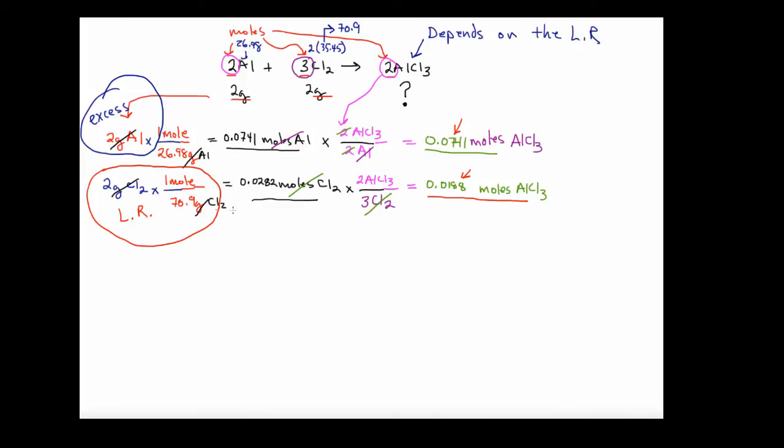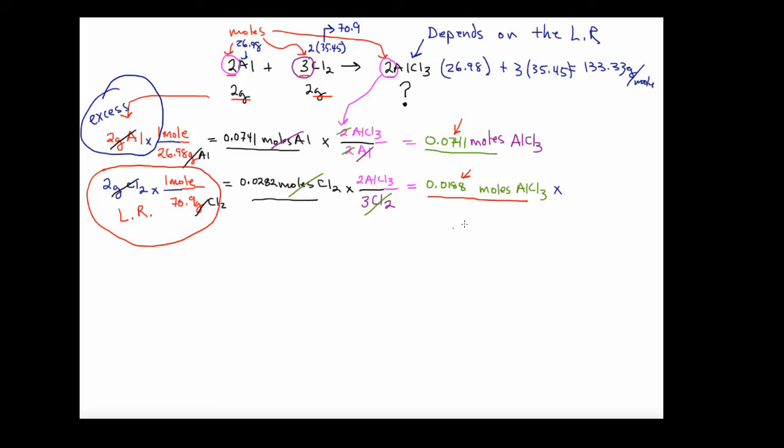Now, since we have figured out that the limiting reactant is the chlorine, then to get to the mass or the theoretical yield of the AlCl3, all we need to do is multiply by the molar mass of the aluminum chloride. So to find that, it's going to be 26.98 plus 3 times 35.45, and I get a grand total of 133.33 grams per mole.